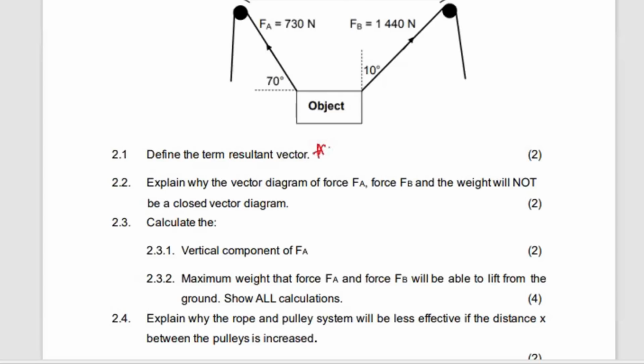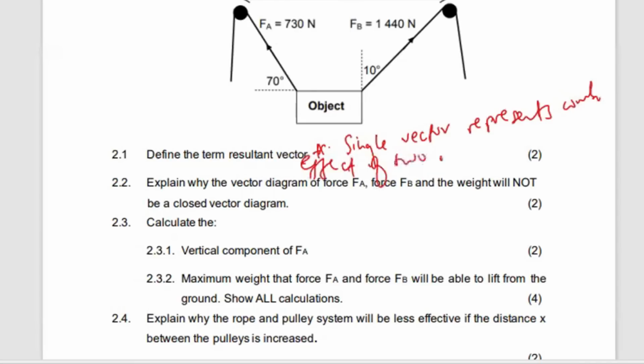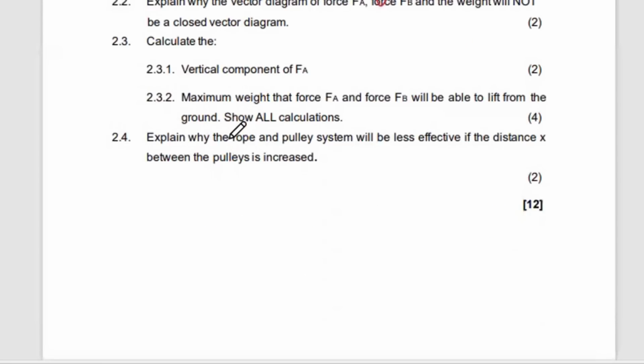So we know that resultant vector is basically a single vector that will represent the combined effect of two or more vectors. Okay, that's a resultant vector. Or it's a single vector that will have the same effect as combination of two or more.